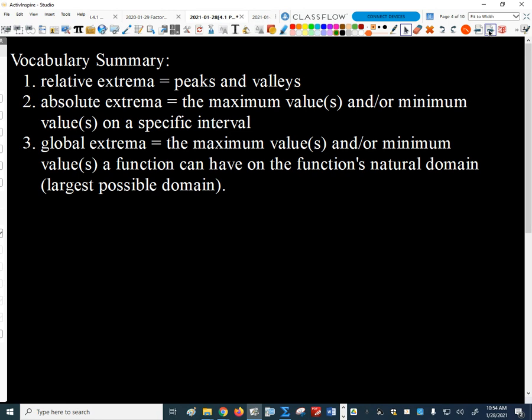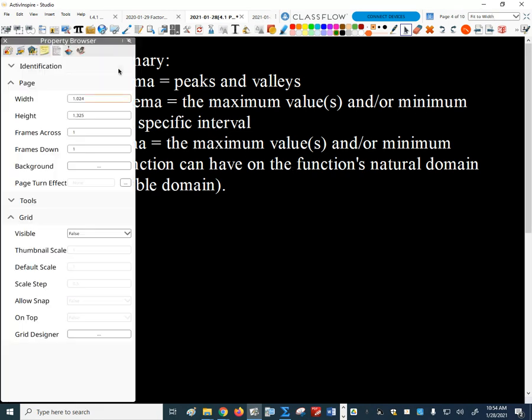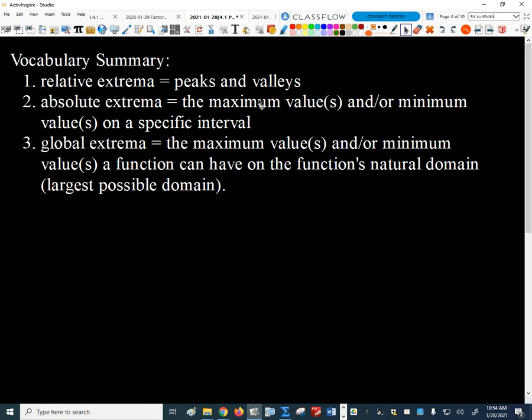And so the goal for today, in quick vocabulary summary: relative extrema are peaks and valleys, right? Relative maxima and relative minima. Absolute extrema refers to the maximum value or values and or minimum value or values, so the highest and the lowest points on a specific interval. And global extrema refers to the maximum or minimum possible values the function could ever have on its biggest possible domain, its natural domain, okay?